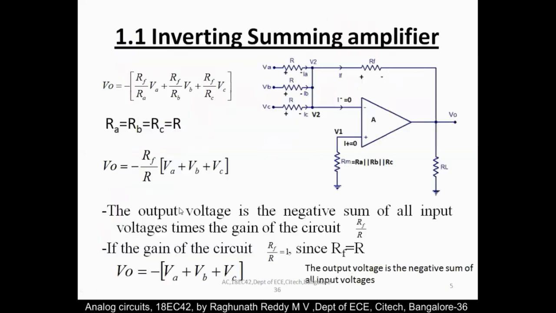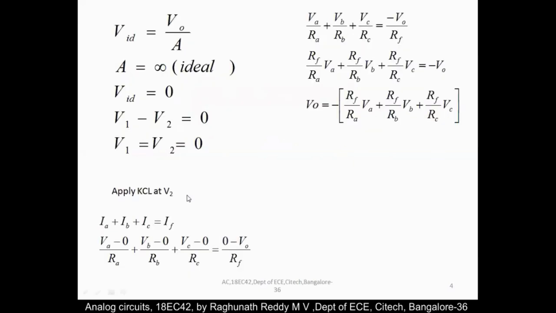If we simplify this, VA by RA plus VB by RB plus VC by RC equals minus V0 by RF. Cross multiply RF with the left hand side of the expression: RF by RA into VA plus RF by RB into VB plus RF by RC into VC equals minus V0. V0 equals minus (RF by RA into VA plus RF by RB into VB plus RF by RC into VC) is the output voltage of this circuit.